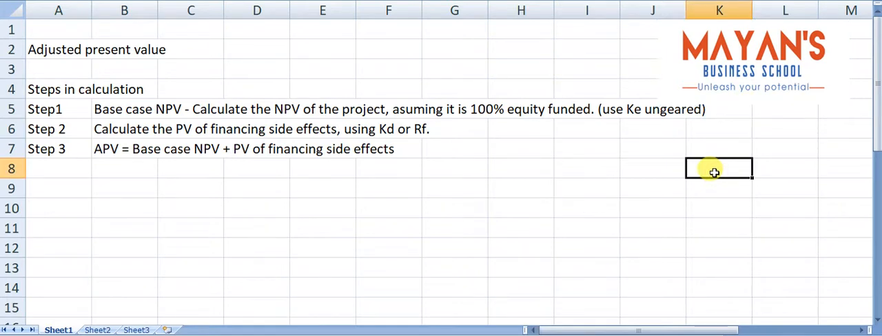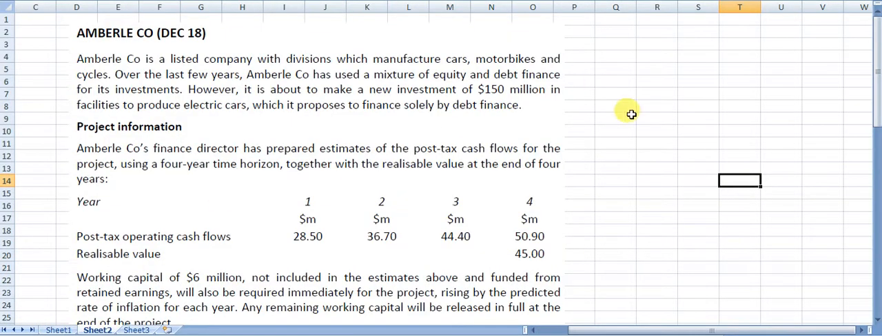Now these steps might be a little confusing. When I do the question, I will tell you what these steps mean. I'll show you a past paper question. Look at this past paper question. This has come very recently, 2 years back. Amberley Company is a listed company with divisions which manufacture cars, motorbikes, and cycles. Over the last few years, Amberley has used a mixture of equity and debt finance for its investments. However, it is about to make a new investment of 150 million in facilities to produce electric cars, which it proposes to finance solely by debt finance. See, they are going to finance solely by debt. We'll see how it works.